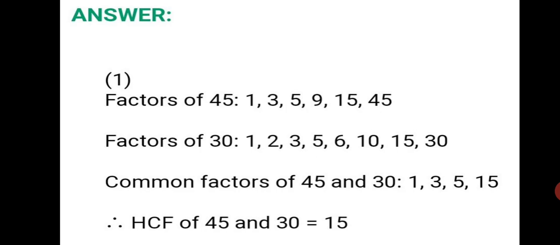Next step is to find the common factors of 45 and 30. So write down 1, 3, 5, 15. These three steps were already done in the previous practice set, where we found the common factors of the given numbers. Now the additional step is here to find HCF. So how will you write it? Therefore, HCF of 45 and 30, the question which is given, is equal to the common factors you will see, which is the greatest one, 15. So HCF is equal to 15.